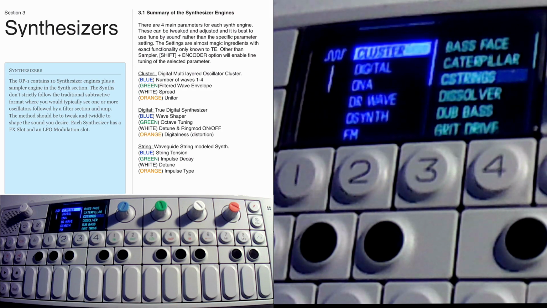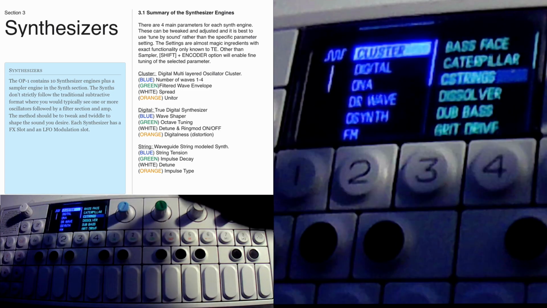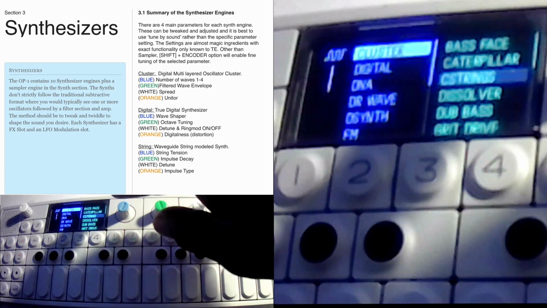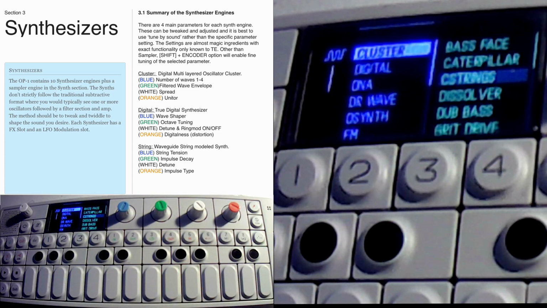The OP-1 contains 10 synth engines plus a sample engine in the synth section. The synths don't directly follow traditional subtractive formats where you would simply see oscillators and filters and amps. These have a very quirky and unique nature to the sound and how it all works. On each synthesizer there are 4 parameters, represented and controlled by these 4 knobs here. So let's go through and have a look.